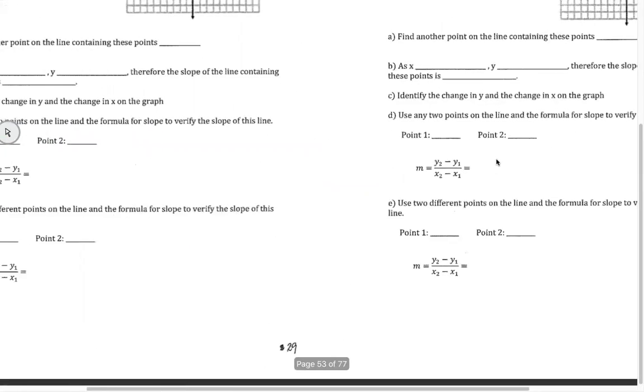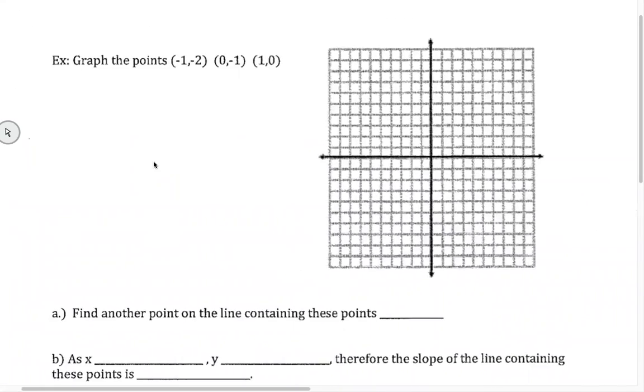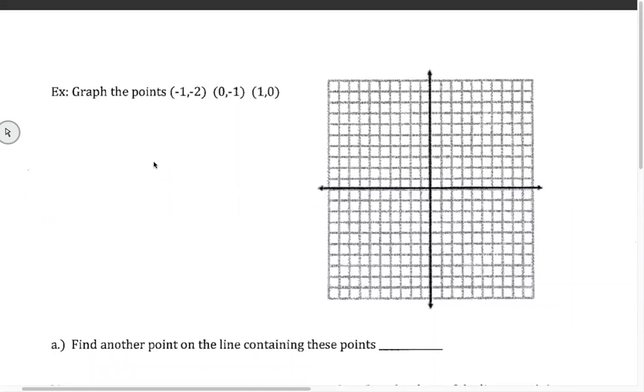There are several different ways to calculate slope. We will go through the first way up here, given a graph. The first thing we're going to do is plot these points. Let's plot -1, -2. That's right there. Then we plot the point 0, -1. That's right there. Then we plot the point 1, 0. As we can see, these points are in a line if I were to connect them.